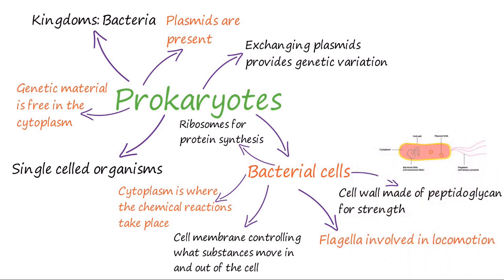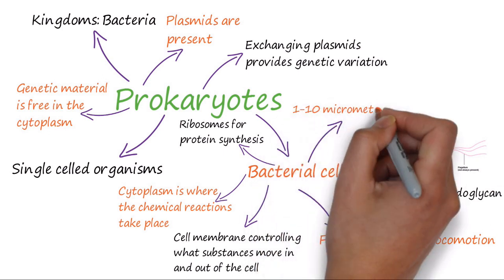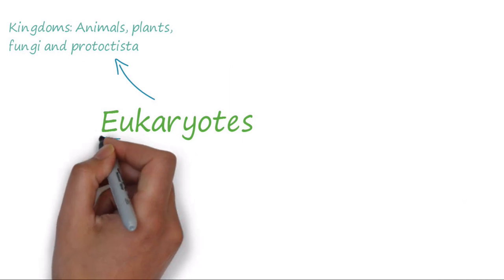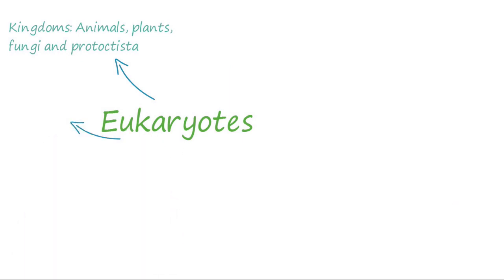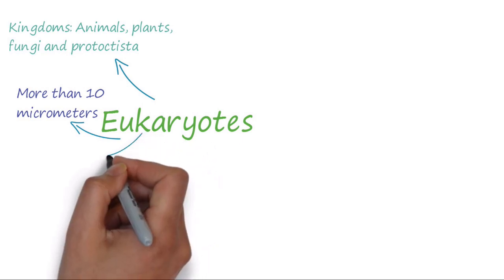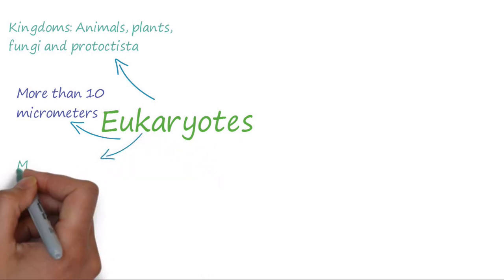Bacterial cells are smaller than eukaryotes, and are usually between 1 to 10 micrometers in length. To better understand the size of these cells, you should be aware that 1 millimeter is equal to 1,000 micrometers. In contrast, eukaryotes are much larger, greater than 10 micrometers.